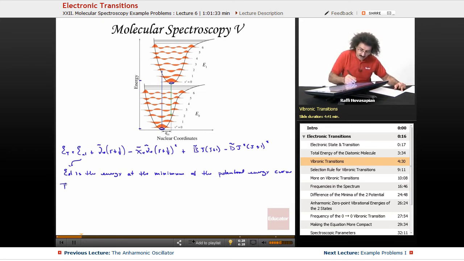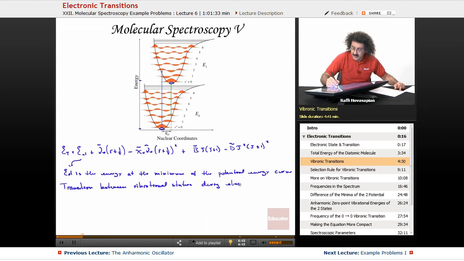All right. Now, transitions between the vibrational states during electronic transitions, in other words, during the transition from one electronic state to another, are called vibronic transitions.